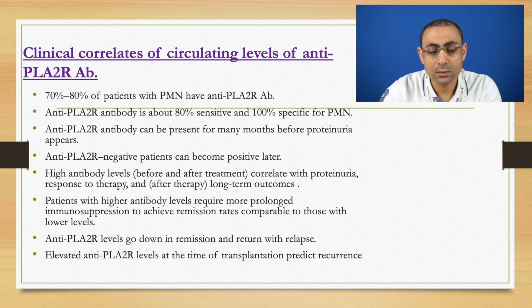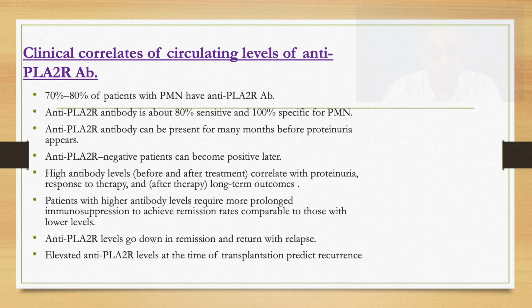A patient with a negative test can become positive later. High antibody levels before and after treatment correlate with proteinuria. So massive proteinuria correlates with a high antibody level, and low proteinuria correlates with a low antibody level. And even a high antibody level correlates with response to therapy and long-term outcome. A low antibody level means remission, and a high antibody titer means either relapse or resistance to treatment.